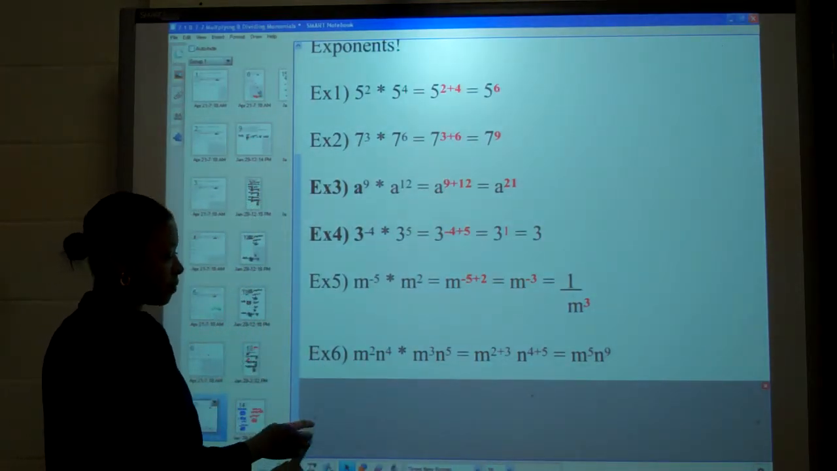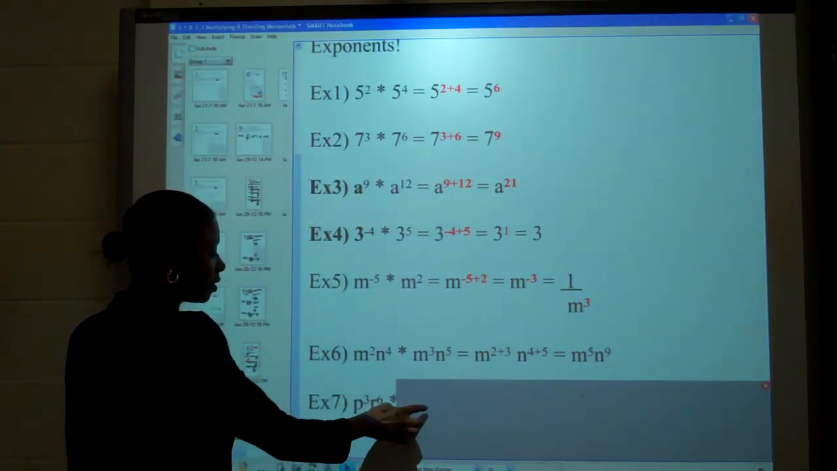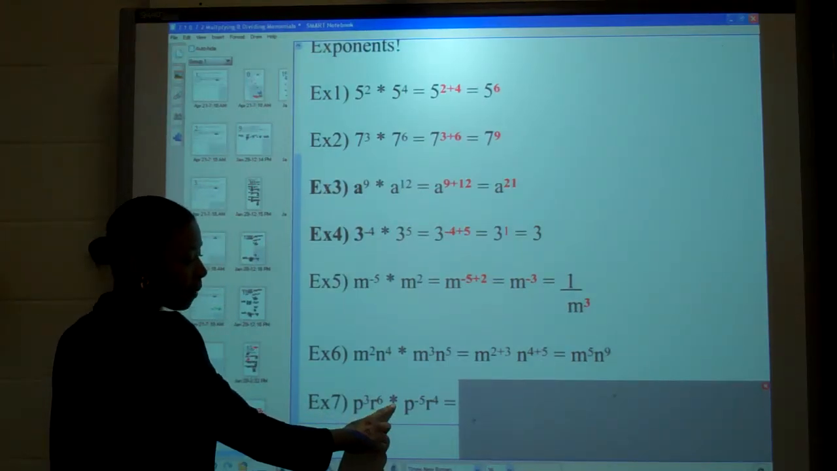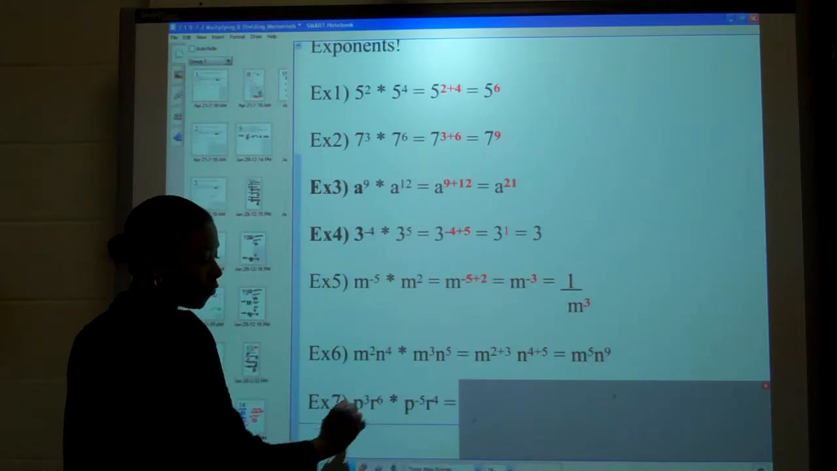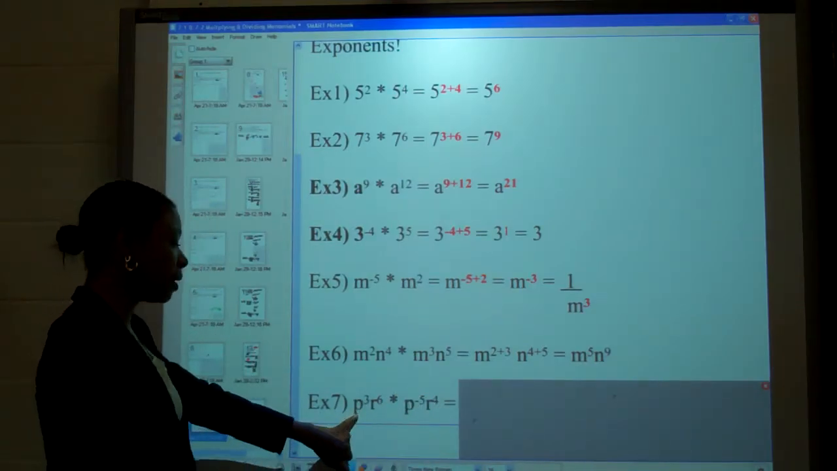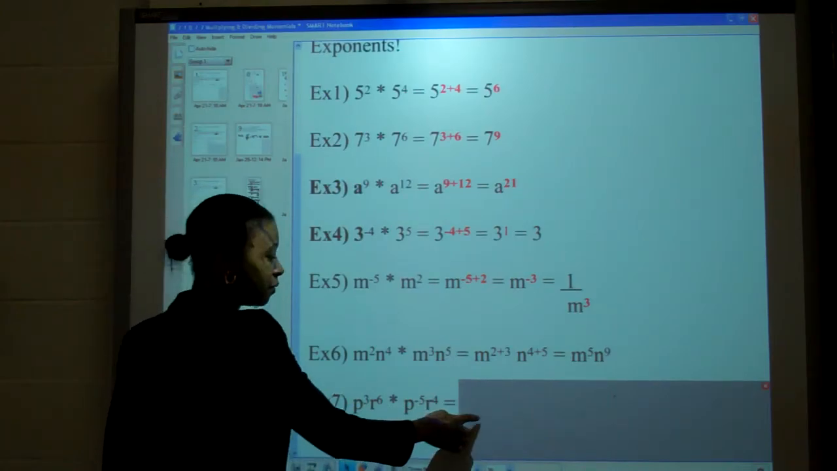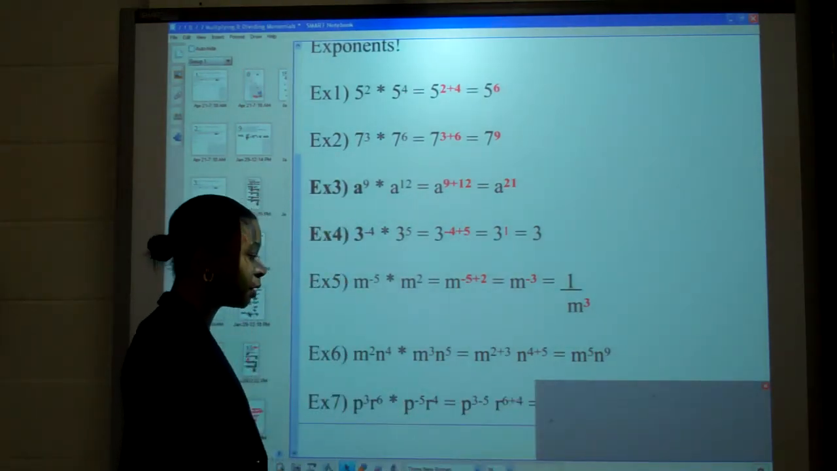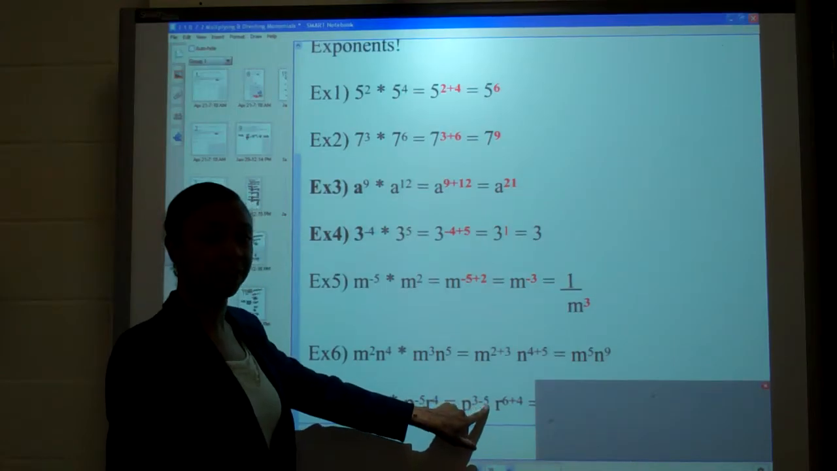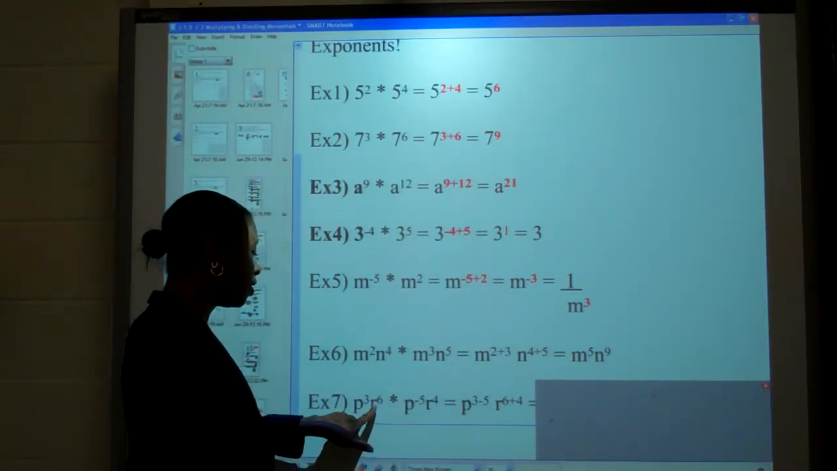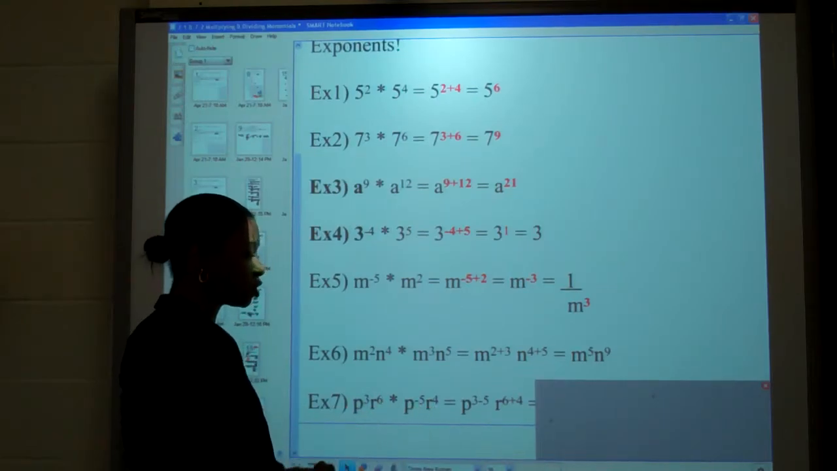Example number 7. We have p cubed r to the 6th multiplied by p to the negative 5th r to the 4th. Well, same base as the p and p, so it's going to be 3 plus a negative 5, which should be a negative 2. So p raised to the 3 minus 5, and then the r, 6 plus 4, which is 10.